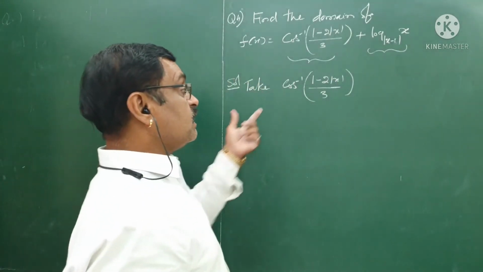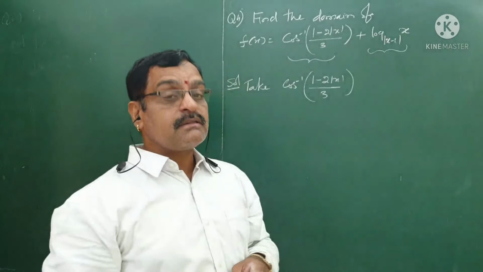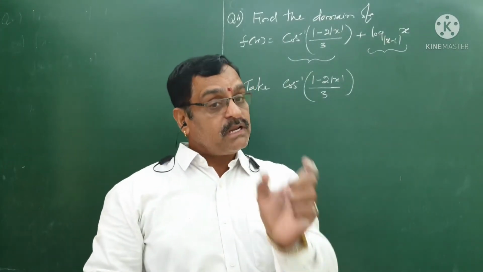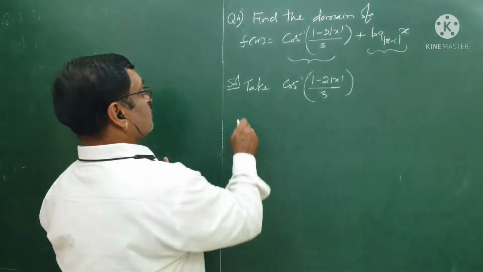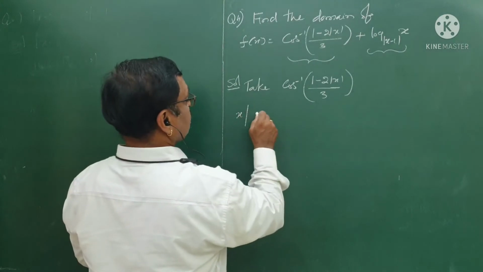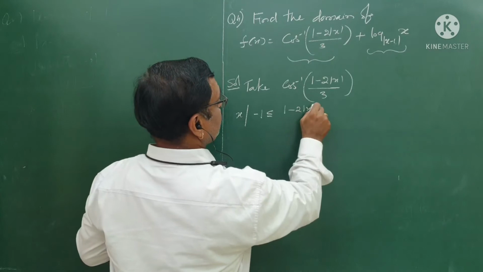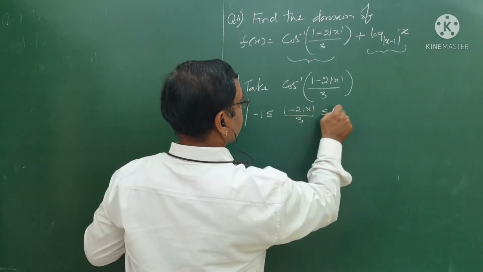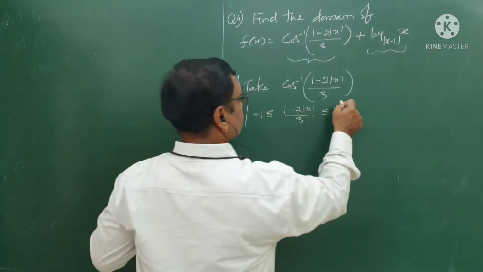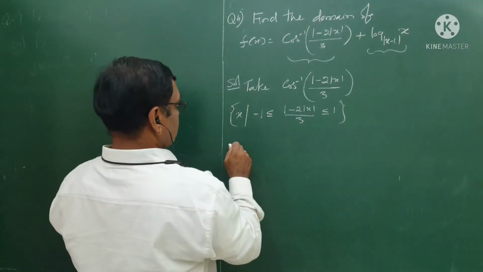And you know very well what is the domain of the cos inverse function? Minus 1 to plus 1, closed interval. Therefore, x must satisfy minus 1 less than or equal to 1 minus 2 mod x by 3 less than or equal to 1. Take it separately and solve it.